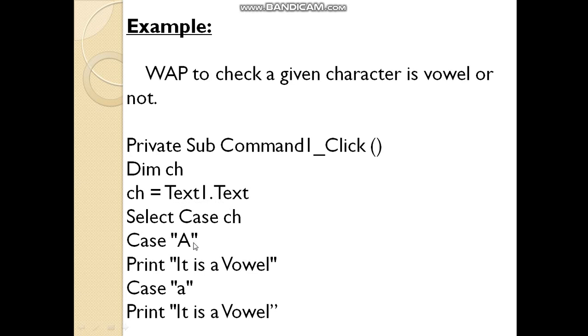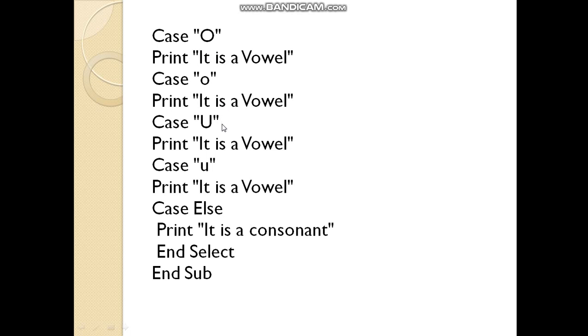Case A: if it is A, print it is a vowel. The program checks whether the given character is a vowel or not. If I give a capital letter A in the text box, it matches the first case and shows the output, it is a vowel. If it is a small letter a, it is a vowel. Like that, case E, it is also a vowel. Case small e, it is also a vowel. Case I, like that, O, U.